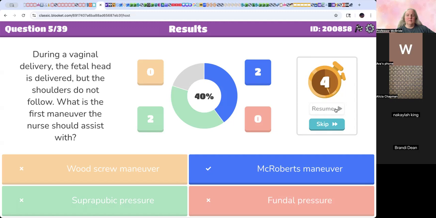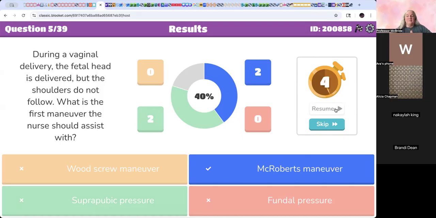Pushing down on the part of the abdomen to relieve the shoulder from underneath that ledge, that ridge or whatever. Yep, sorry, that's not quite McRoberts. That's suprapubic pressure, and that's going to be the next good thing to do. First is McRoberts, knees to chest.